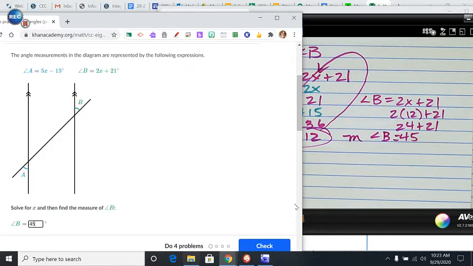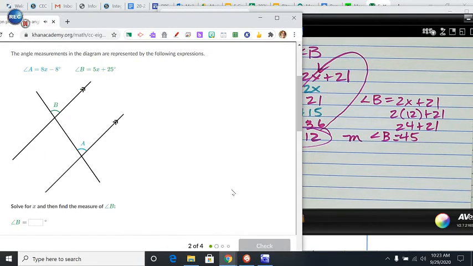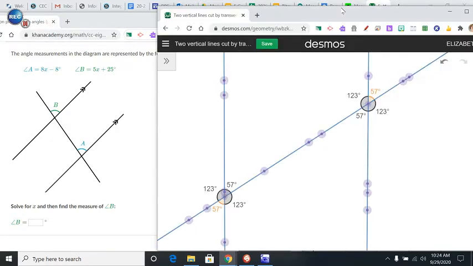Now, they're not all going to be like that. They're not all going to be equal to each other. Don't think that just because I did that example, they're all going to be the same. Let's just look at how this connects to my Desmos picture.